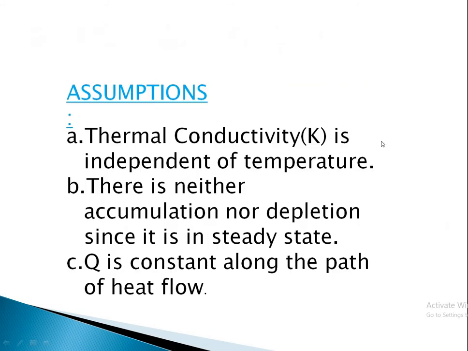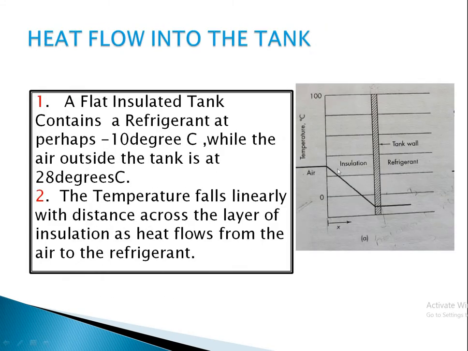Okay. Now for steady state conduction we have to assume some conditions. So the assumptions for steady state conduction are: thermal conductivity is independent of temperature. Thermal conductivity should be independent of the temperature, and as it is in steady state there should be neither accumulation nor depletion. And Q, which is the heat flow, is constant along the path of the heat flow. I'll show you. Here is the path of the heat flow which is coming from here to here, so it is independent of the path of the heat flow.